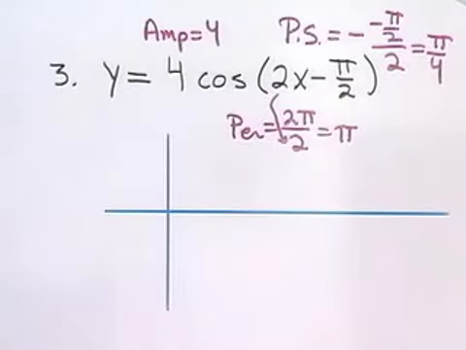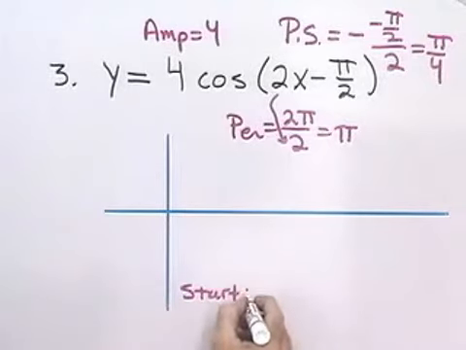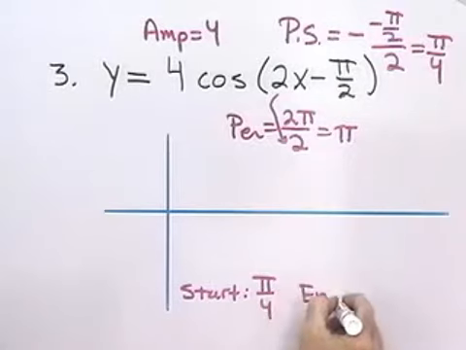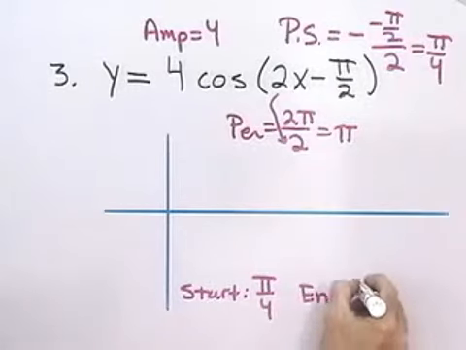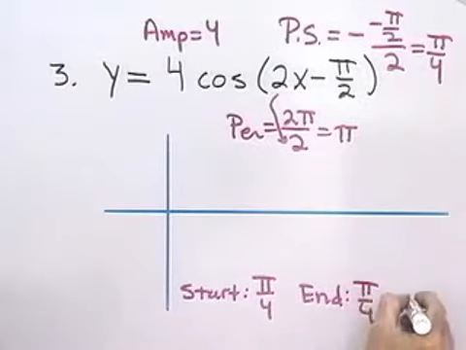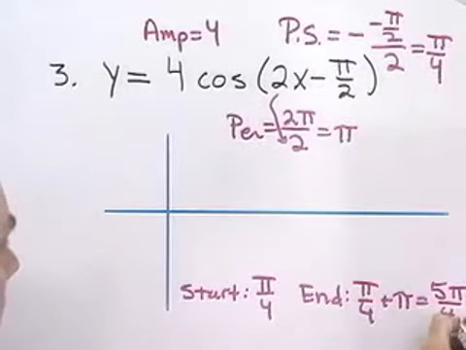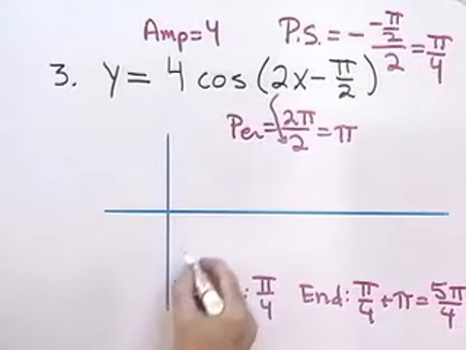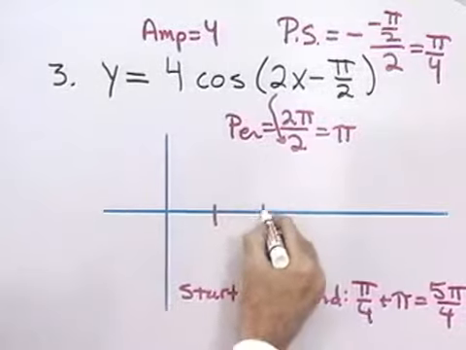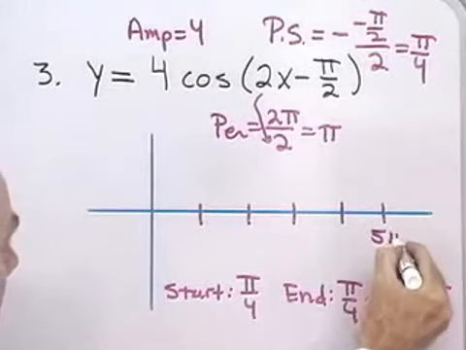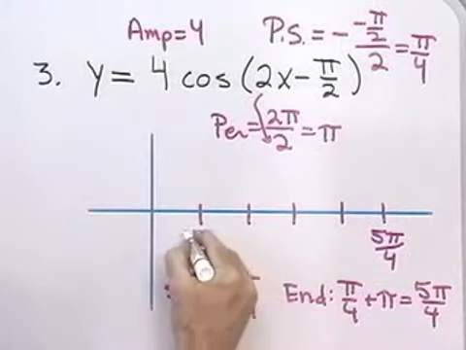So I'll put all those things together, and I'm going to say my graph will start at pi over 4. It will end pi units later at pi over 4 plus pi, which is 1 pi over 4 plus 4 pi over 4, or 5 pi over 4. I'm going to go in units of pi over 4, so let's say 1, 2, 3, 4, 5. 5 pi over 4, 1 pi over 4.